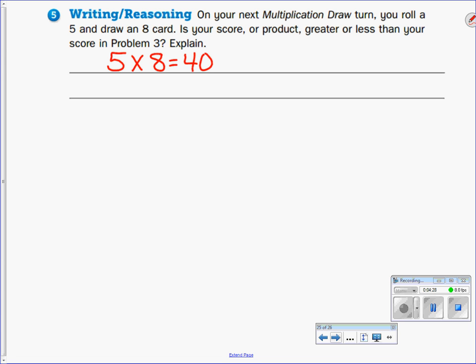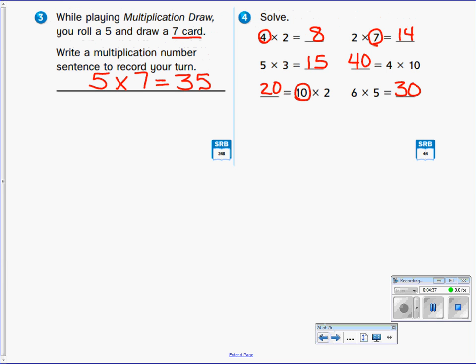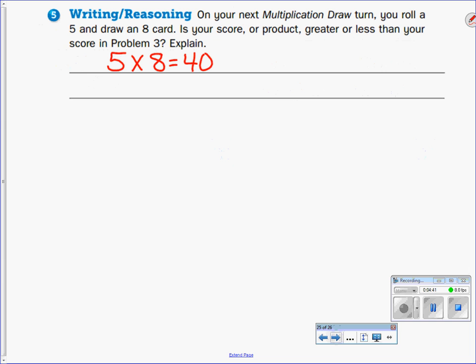Okay, our score is 40 now, and our score in the other was 30. If you remember correctly, we go back, 5 times 7 was that score, so theirs was 5 times 7 equals 35, so our score was 5 more points. So we were greater.